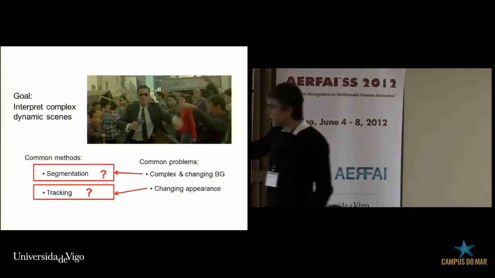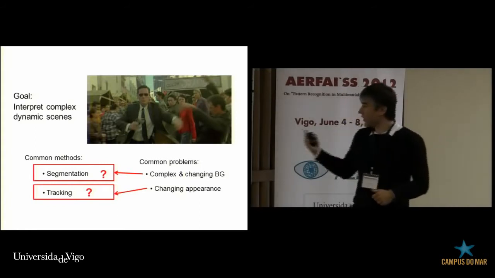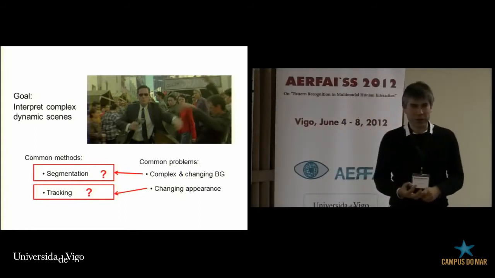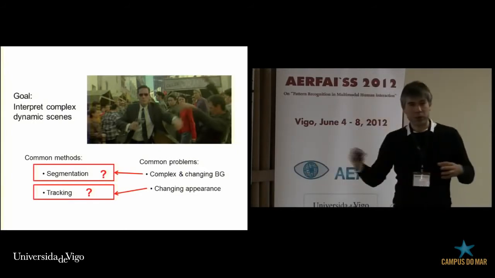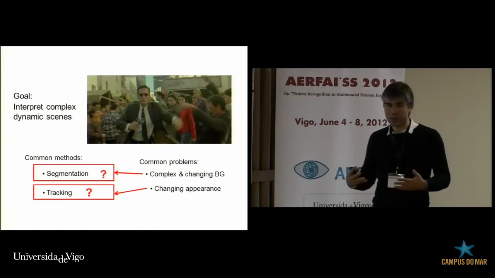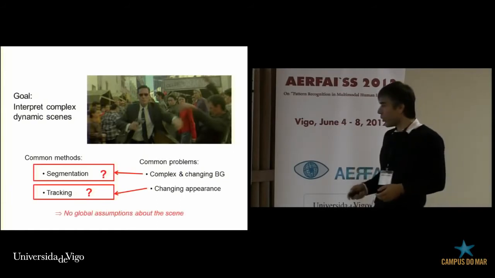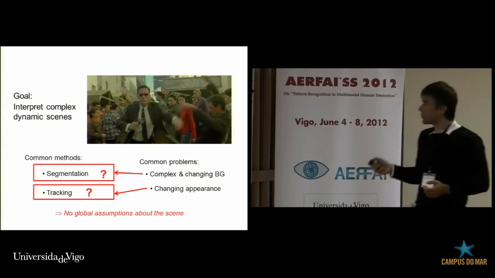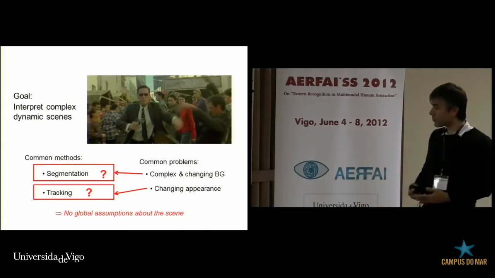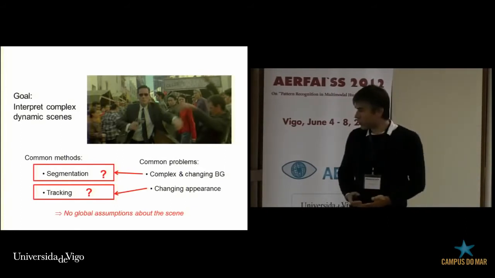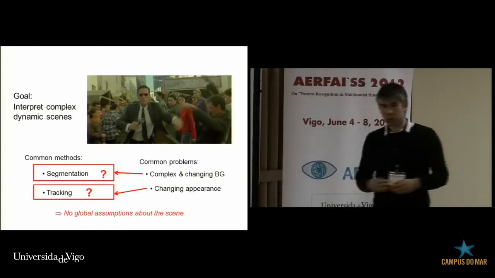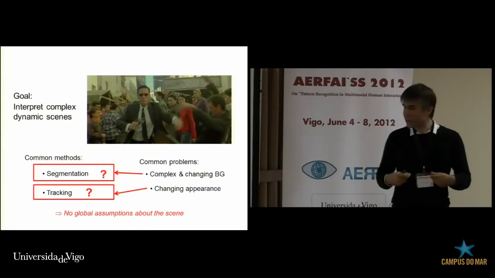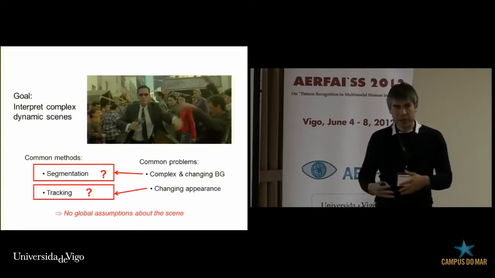So both things are problematic because in realistic scenes like this, it's hard to assume anything about the background, and it's also hard to assume things about the evolution of, say, a person or other things over time, because the appearance may change drastically for reasons which are hard to model. So if we still want to understand this scene, a reasonable way to deal with these problems is not to make any assumptions about the background of the scene and also about the temporal continuity of the signal. We don't want to make any global assumptions, neither in space nor in time.